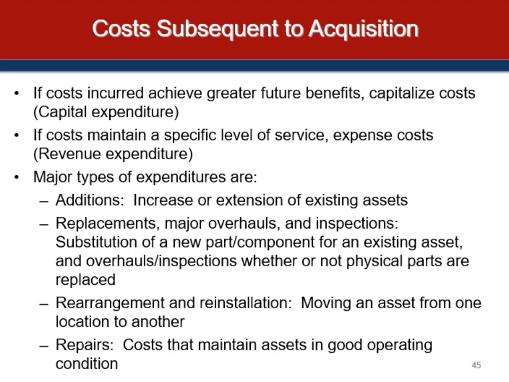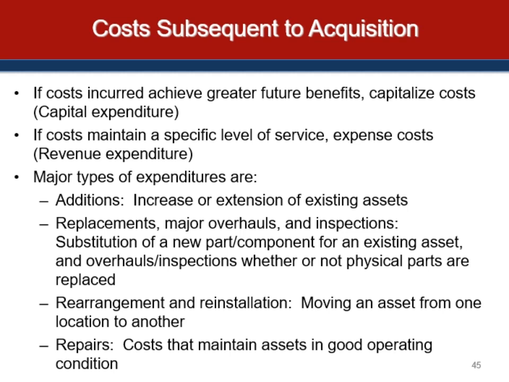What about costs subsequent to acquisition? So costs related to plant assets which are incurred before the asset is placed in use are either added to the asset account, capitalized, or charged against operations, expensed when incurred. In general, costs incurred to achieve greater future benefits from the asset should be capitalized, whereas expenditures that simply maintain a given level of service should be expensed.